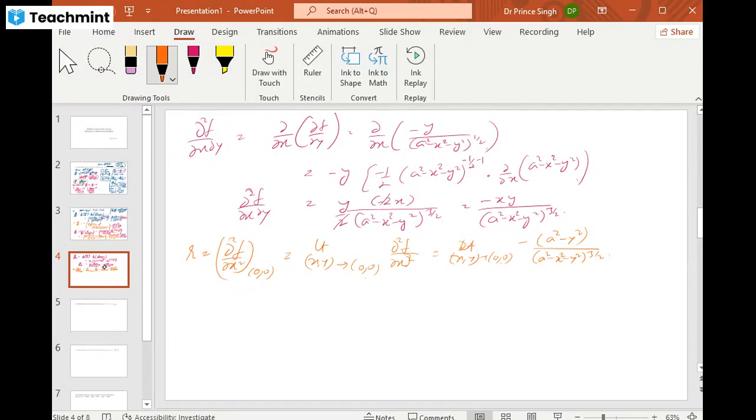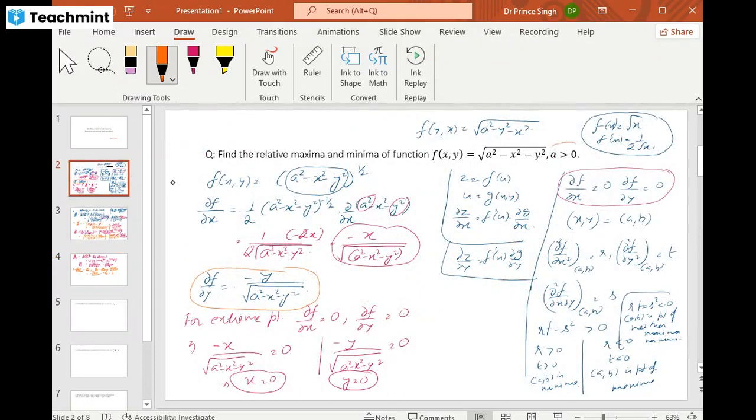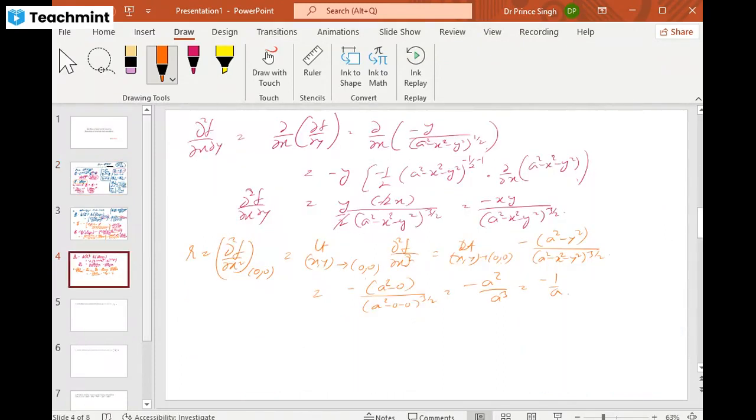Now because the function is defined at the point (0, 0), if I substitute its value here, on substituting this limit it is minus of a² and a² raised to the power 3 by 2. So this is minus a², and here the powers get cancelled, a³. This is minus 1 upon a. And because it is given in the question that a is greater than 0, this should be less than 0. So what do we get here? r is less than 0.